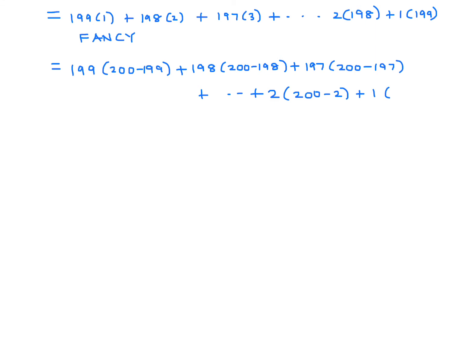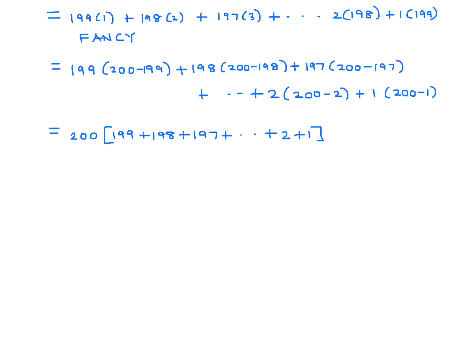And the last one, instead of writing 199, I'll write 200 minus 1. Okay, so now let's see what happens. We can notice that there's a 200 everywhere. So when you multiply it out, you get 199. And then from here, you get a 198. And then from here, you get a 197. And this just keeps on going all the way down to 2 and then 1.